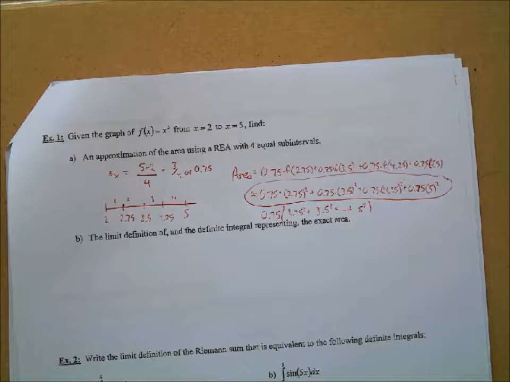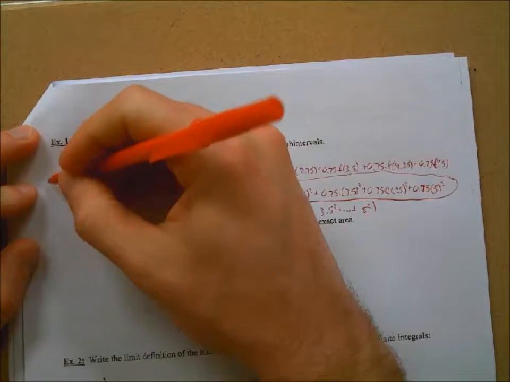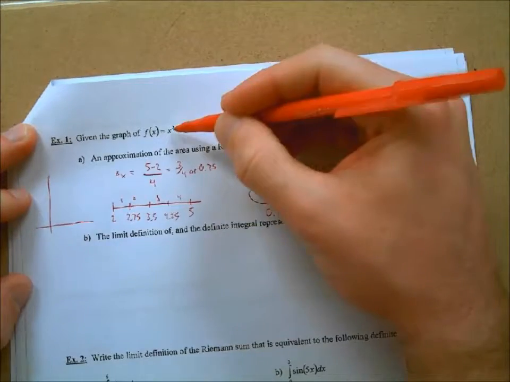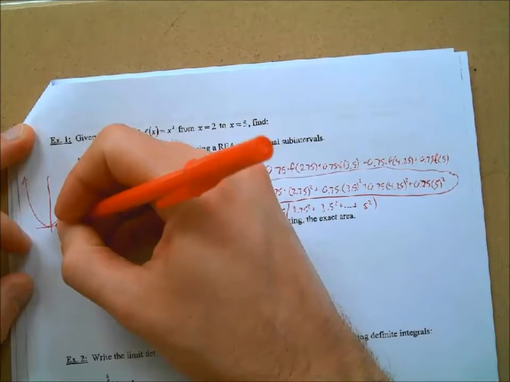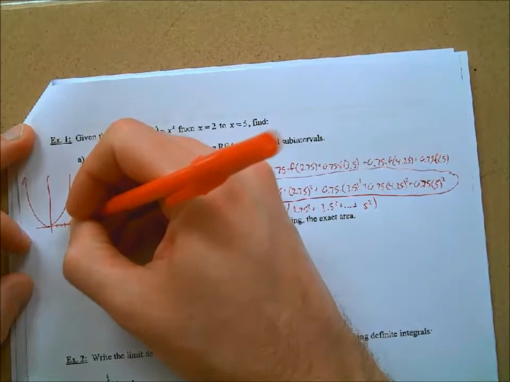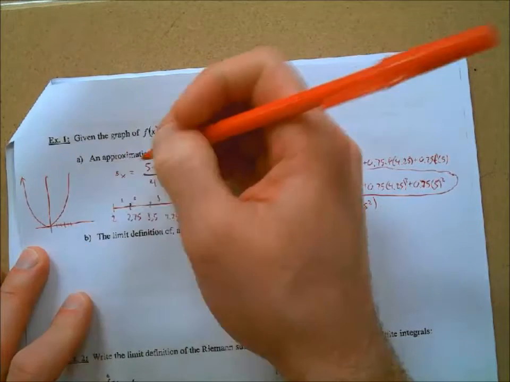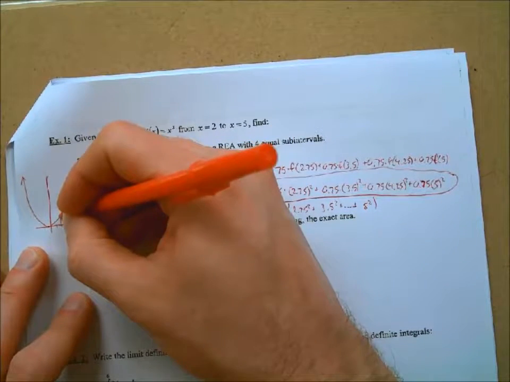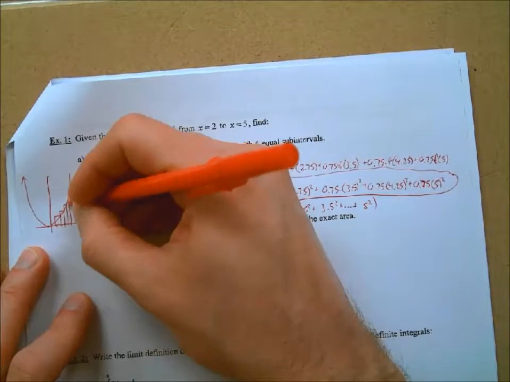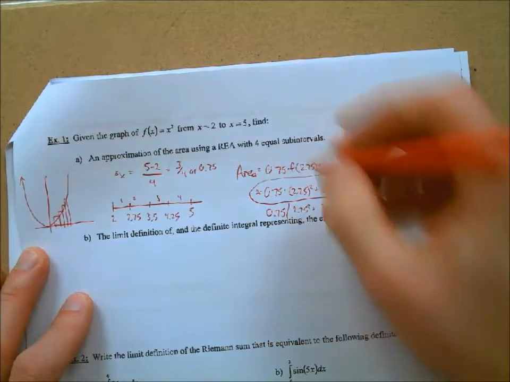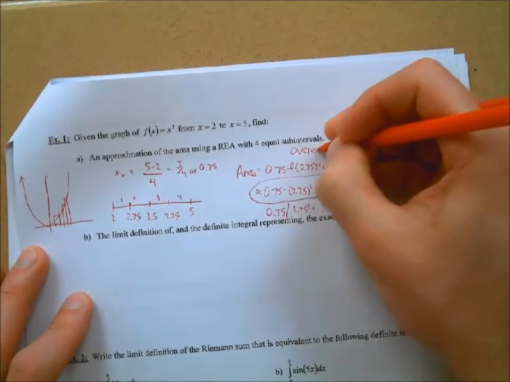So this answer, by the way, will be an overestimate or underestimate? I didn't ask the question there, but what do we expect here? Well, let's take a look. The graph is x squared, so it's going to look something like that. There's 2, 3, 4, 5, whatever. There's your intervals here. If we're using the right endpoint, so let's say for that first subinterval, it's going to be an overestimate.